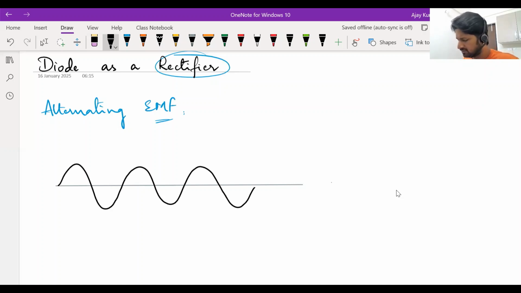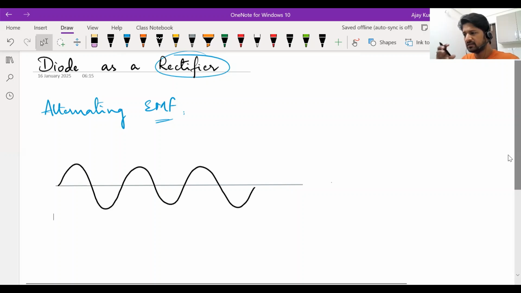and so on. Now for many devices, this kind of voltage is not required. Many devices require a voltage which has the same polarity always. So basically what we need to do is prevent the voltage from changing its polarity. So that is what we call rectification.